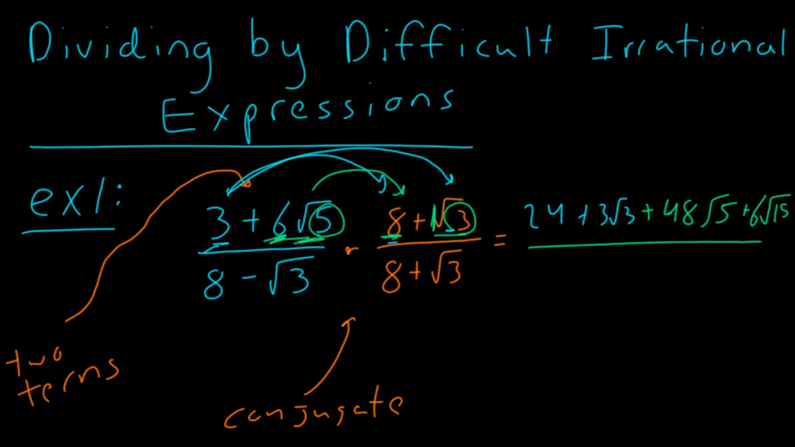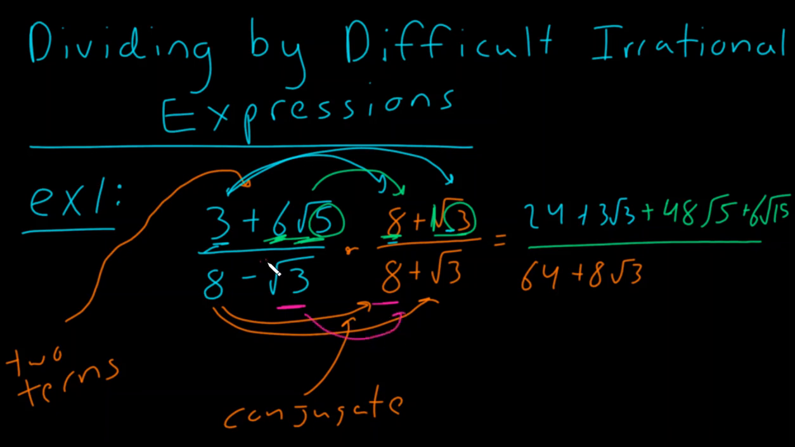Let's switch up our colors. And let's say, okay, well, what's 8 times 8? 8 times 8 is 64. What is 8 times the square root of 3? Well, that's plus 8 square roots of 3. I'm going to switch colors again, just so y'all can really see this. Now we're going to multiply the negative square root of 3 times 8. So this is really a negative 1. Negative 1 times 8 is negative 8 square roots of 3.